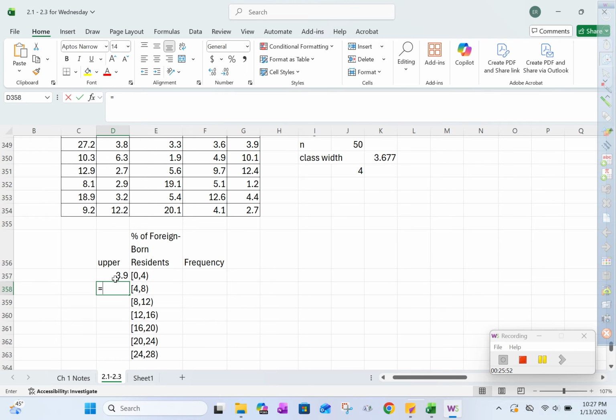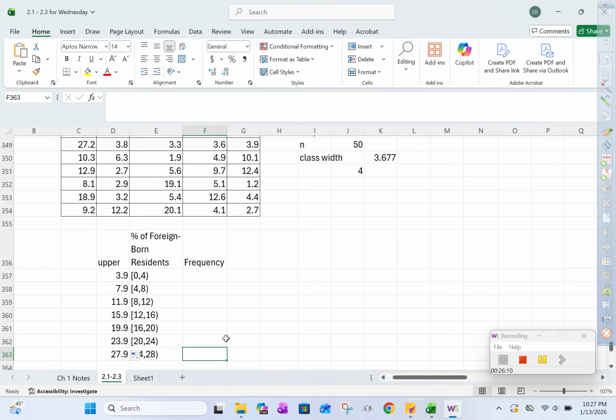And then our class size or width was 4. So I'm just going to add 4. So I said equal, grab the cell, add 4. That way I can drag it down. You're welcome to just type those. Again, that's a lazy but also efficient way to get those upper limits. Okay. So I will give you a minute to take care of that, and then we'll move on to the frequency section.